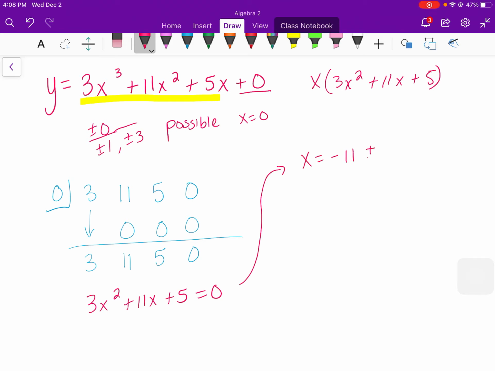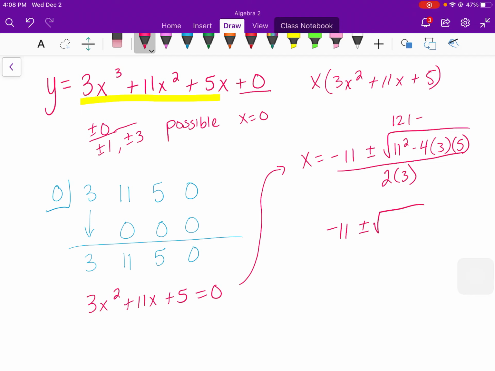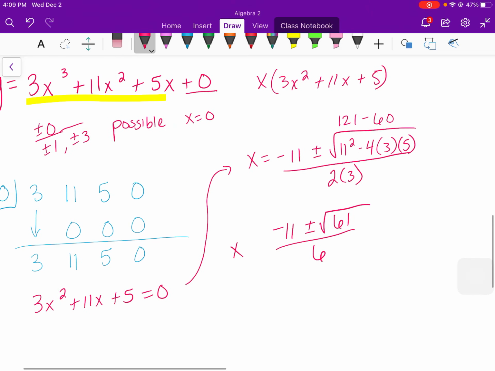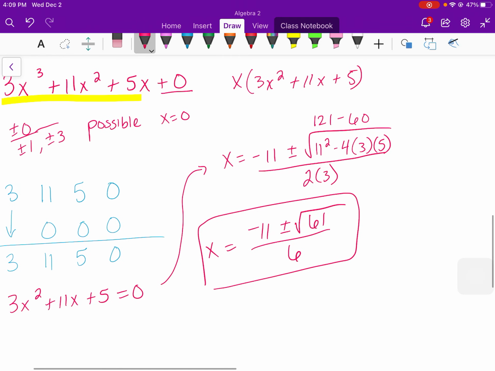So x equals negative b, which would be negative 11, plus or minus the square root of b squared, so 11 squared, minus 4 times a times c, all over 2 times 3. So negative 11 plus or minus the square root. 11 squared is 121. 4 times 3 is 12, times 5 is 60. 121 minus 60 would be 61. 2 times 3 is 6. And I believe that is as far as you can go. I'm pretty positive that 61 is prime, so I can't factor it down any further. So these are my other two answers.